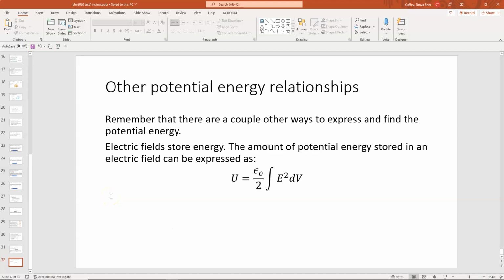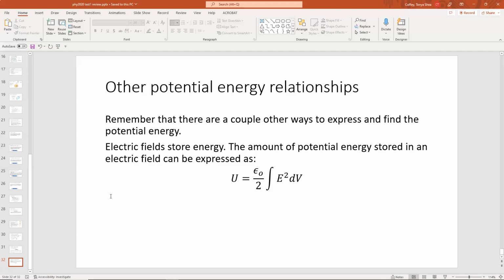Another relationship that we discussed in class and had a homework question on was the potential energy stored in a field. So it turns out that fields are real things, okay? Originally it was debated as to whether or not an electric field was a real construct in and of itself or just something that you came up with to help describe the forces on charges in fields. But it turns out that Faraday was right and electric fields are real things. And what fields do is store energy.